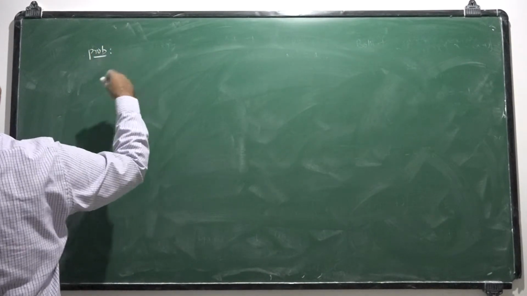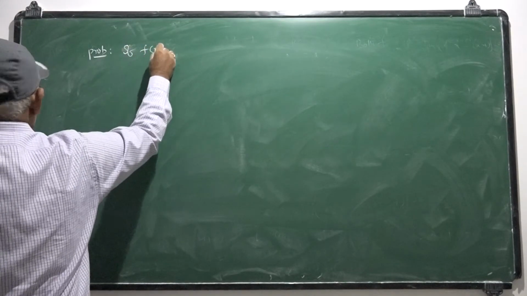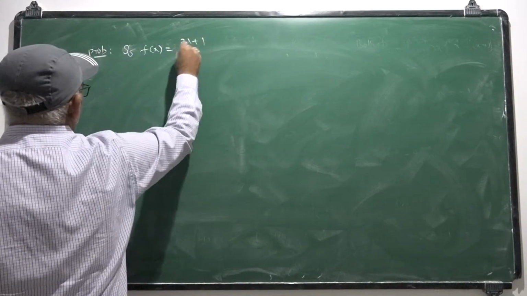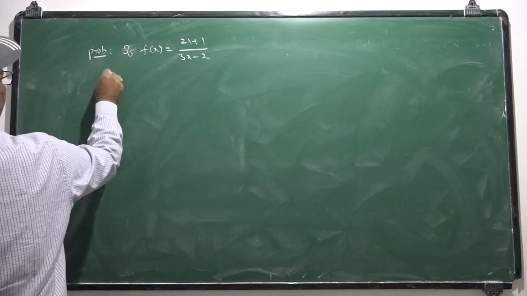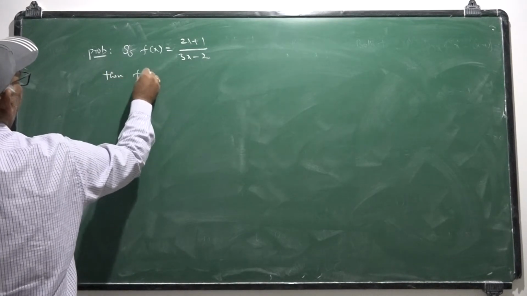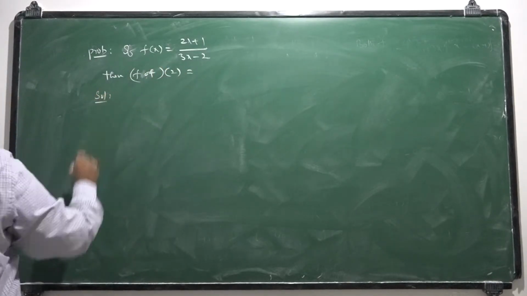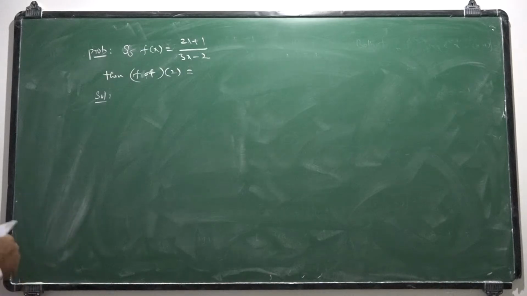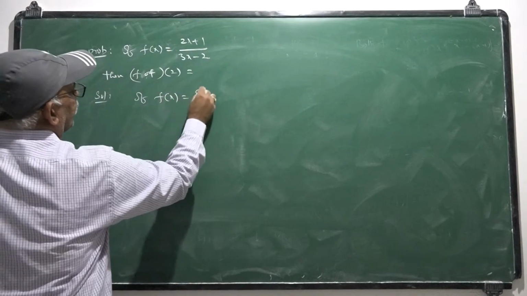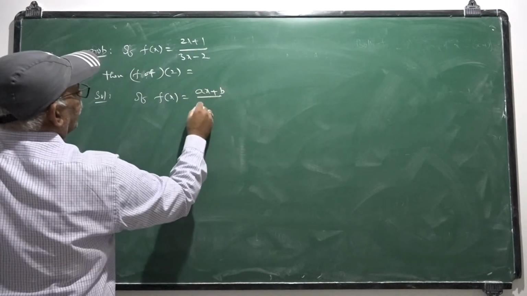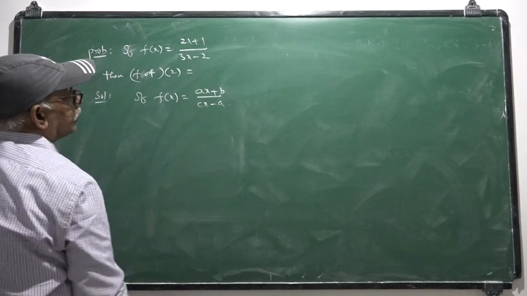These are all based on composition of mappings. If f(x) equal to 2x plus 1 by 3x minus 2, then f circle f of 2 value. If f(x) equal to ax plus b by cx minus a, these two are equal.